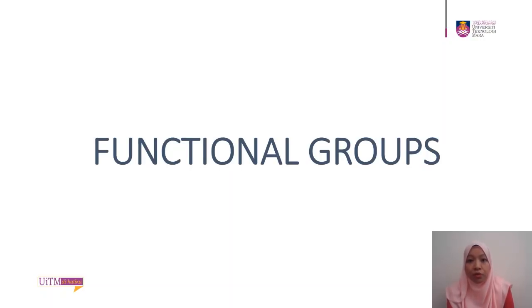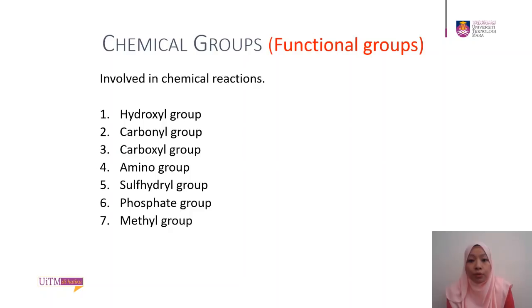Basically there are seven chemical groups, or functional groups, that you are going to learn. The first one is the hydroxyl group, which is OH. Carbonyl group is C double bond O. Carboxyl group is COOH. Amino group is NH2. Sulfhydryl is SH. Phosphate group is PO4 2-. And the last one is the methyl group, which is CH3.